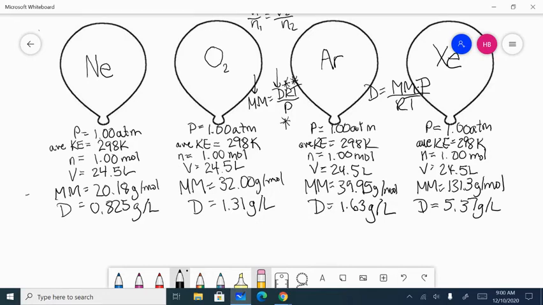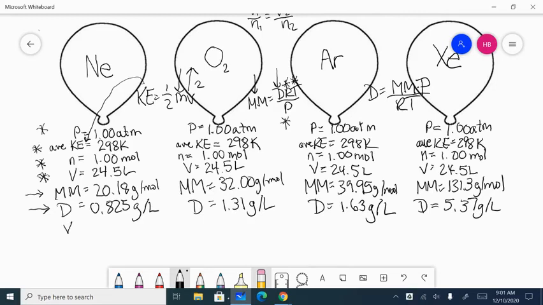So the things that are different are the molar mass and the density. The things that are the same are pressure, kinetic energy, moles, and volume. Now let's add one more on there. For those of you who are physics people, you will remember that kinetic energy is equal to 1/2 mv squared. So if the kinetic energy is the same for all of these because we have the same temperature, then the other thing that must be different, because the mass is different, that's molar mass, is the velocity.